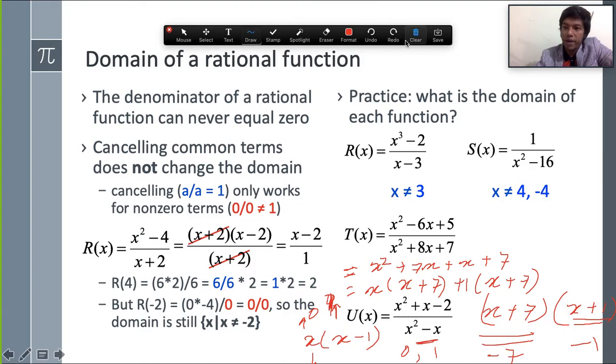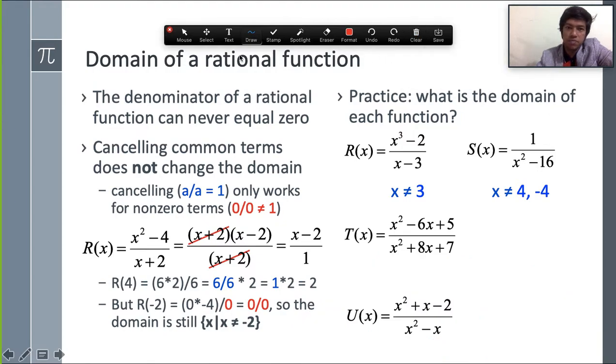So this is how we find the domain. Where do we find it from? From the denominator. We try to see for what value the denominator becomes 0. That we will have to exclude. Other than that, everything is fine.